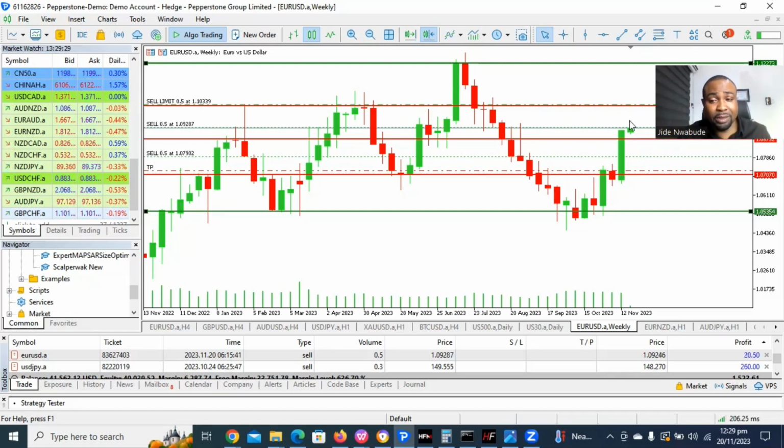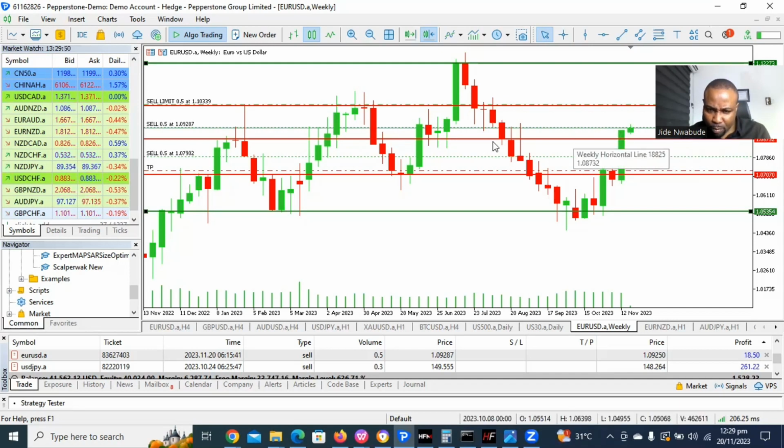So price has broken. This is last week's activity. It broke this resistance. I expect price to come back again to retest here. Now, if price does not come to retest here, I will do nothing. So price will come back, retest here. And guess what? We can now find a new entry.